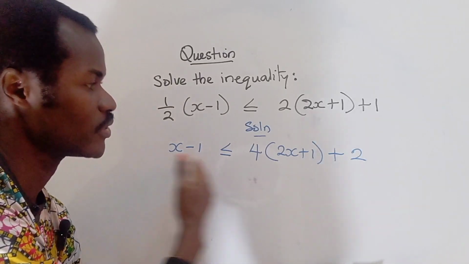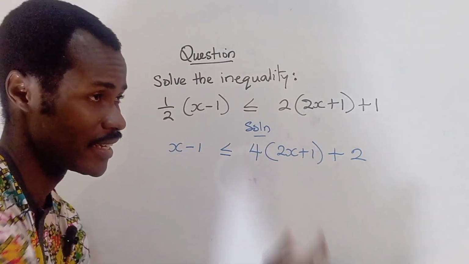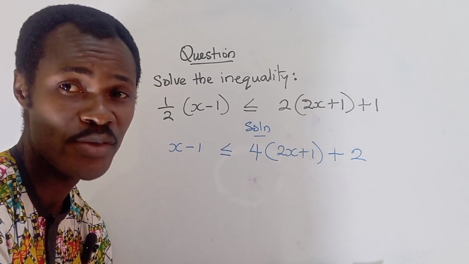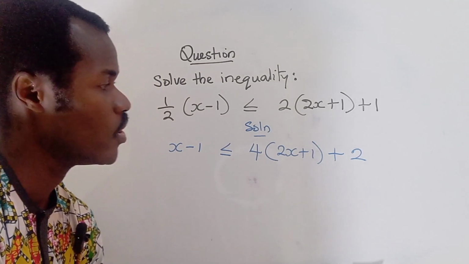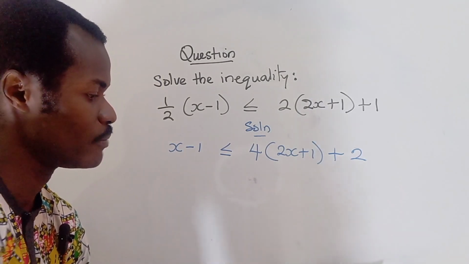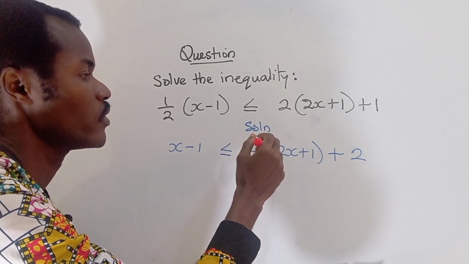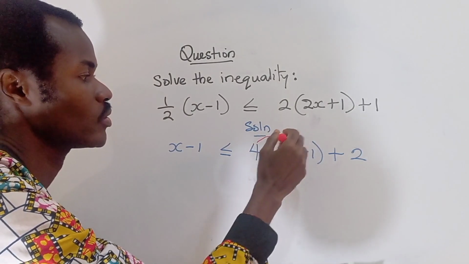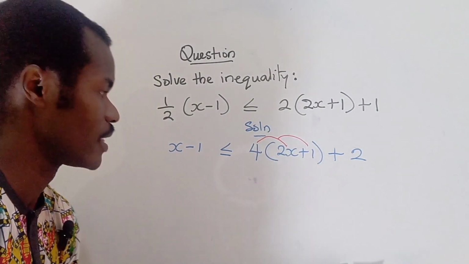Now, from left to right, what can we do first? Now we have a bracket. In mathematics, whenever you have brackets, you want to deal with the brackets. So we are going to deal with the bracket by opening the brackets. So this 4 is going to multiply this, and it's also going to multiply plus 1. So let's do that multiplication and see.